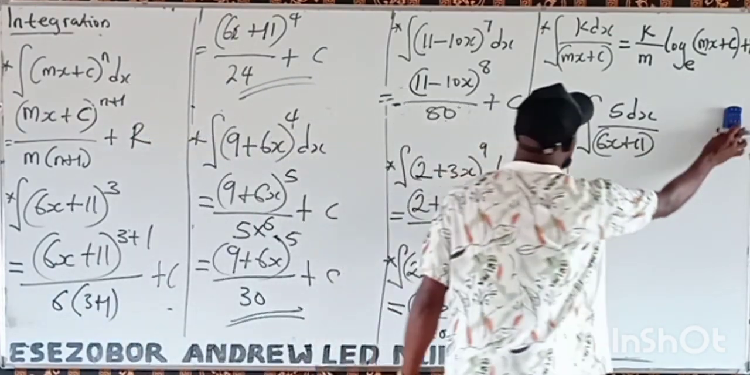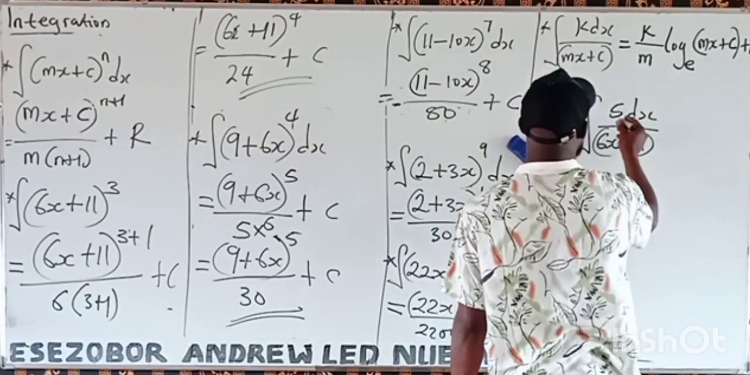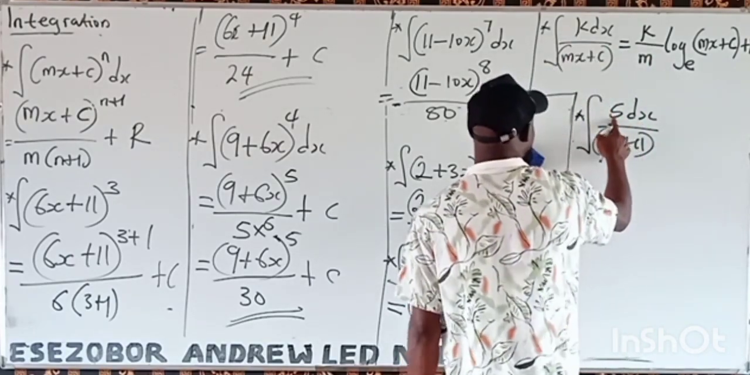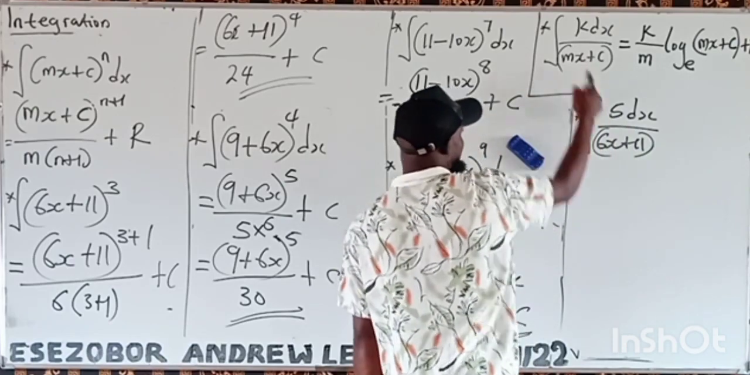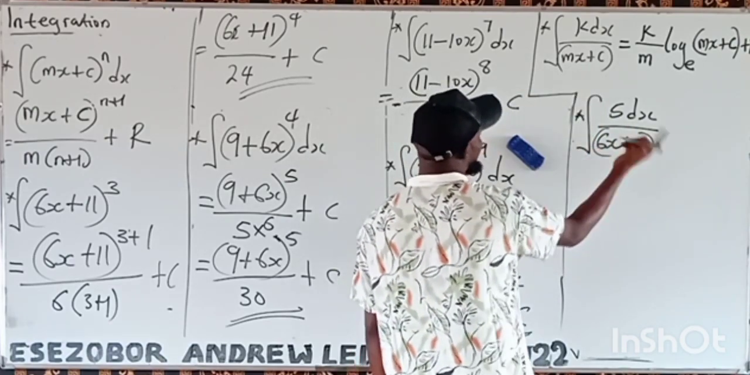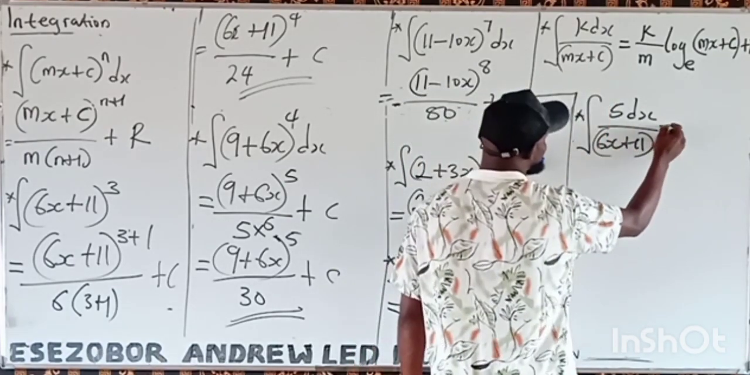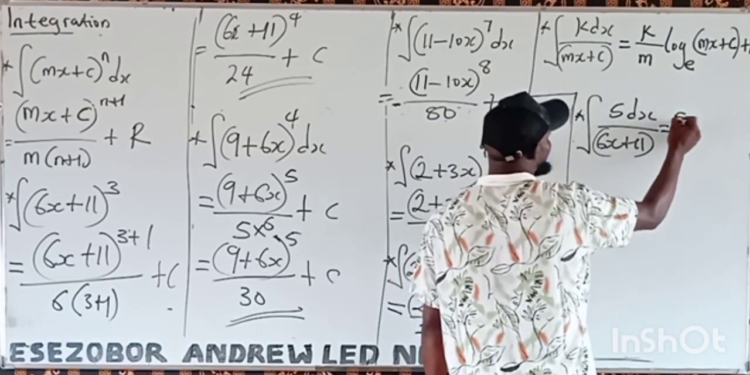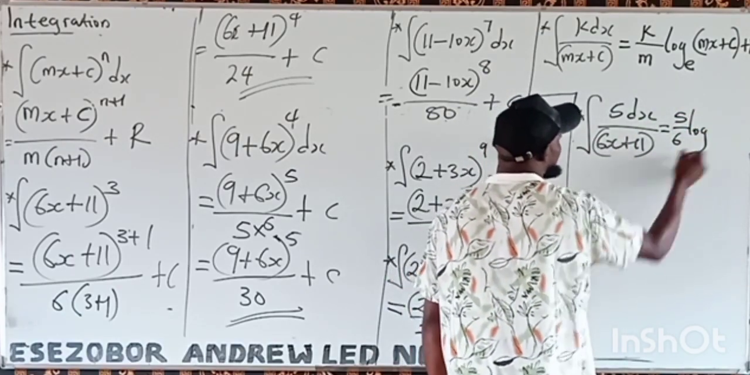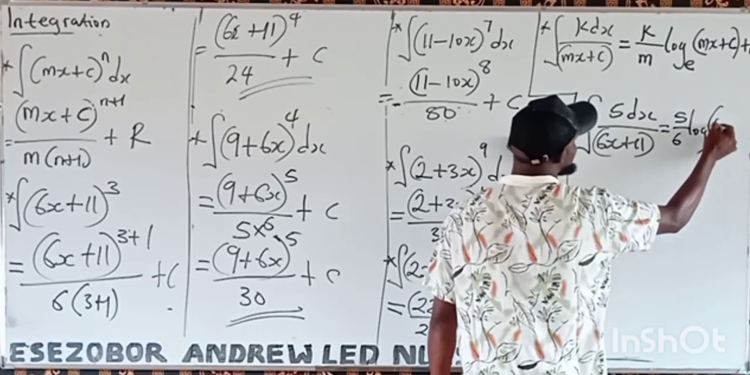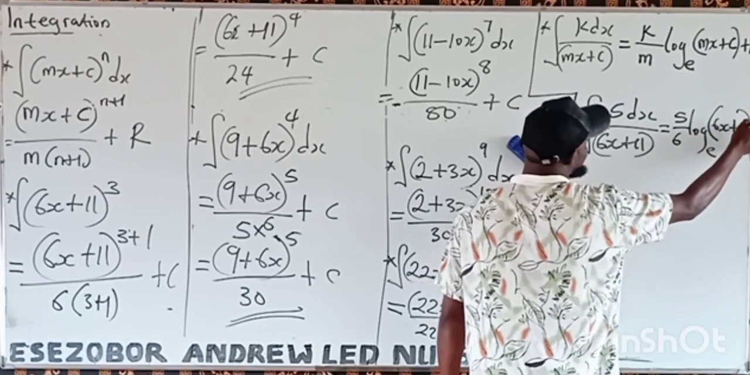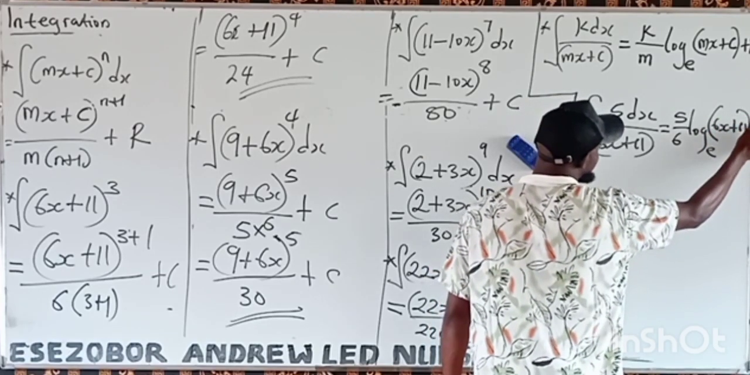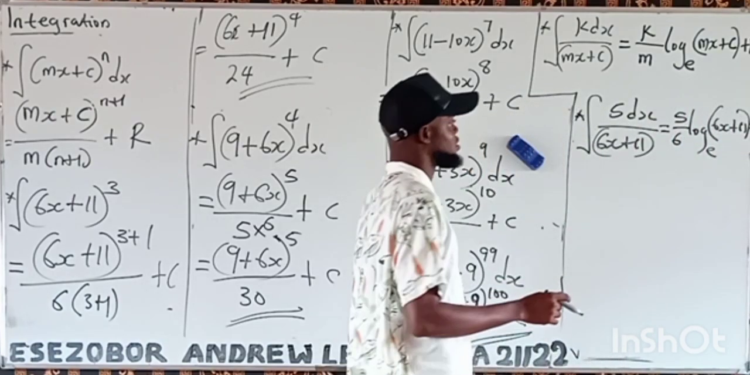So if you have something like this, following this rule, what's the k here? Our k is 5. What's m? The coefficient of s is 6, and the c there is 11. So I'm going to have 5 over 6 log e of 6s plus 11 plus the integration constant, which is c.